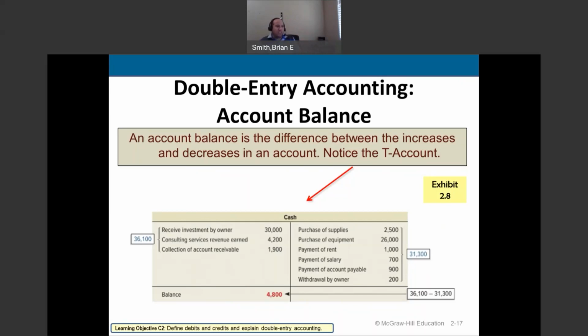Then on the right side, we see all the expenditures for cash, okay? So all the expenditures are going to be a credit. All the reductions to cash are on the right side, and all of the increases are going to be on the left side. Debits on the left, credits on the right. Normal balance for an asset is a debit, and we have a $4,800 balance in the cash account.